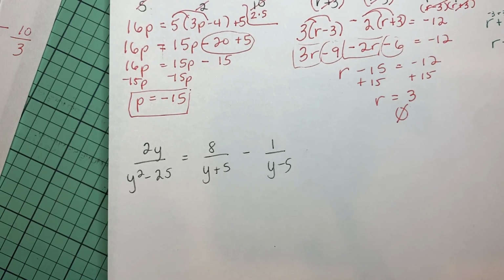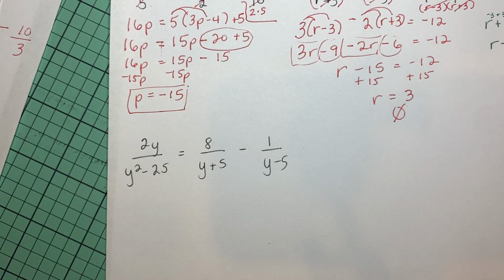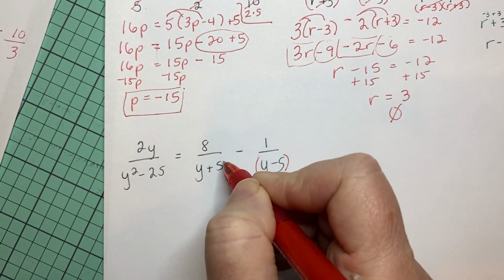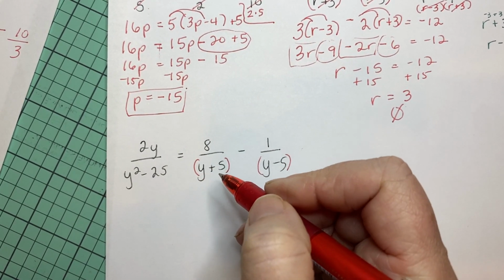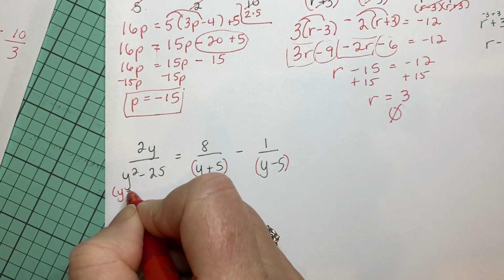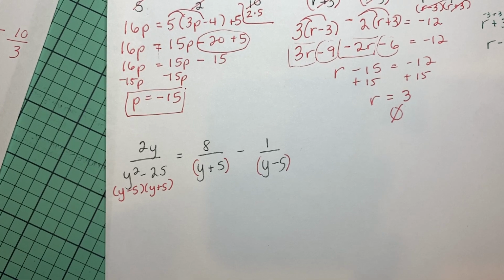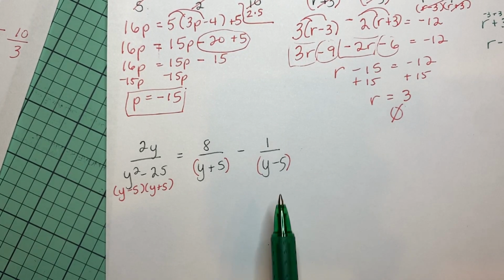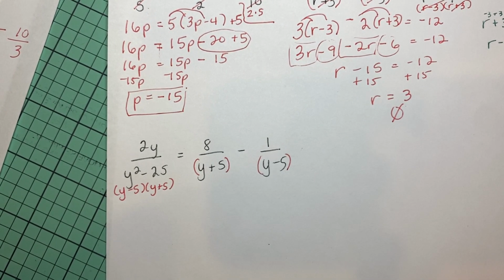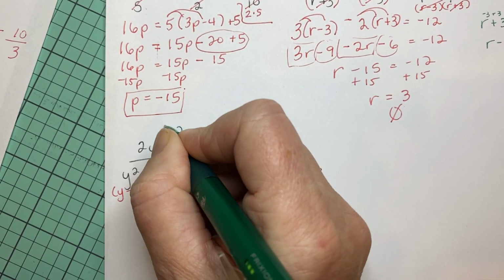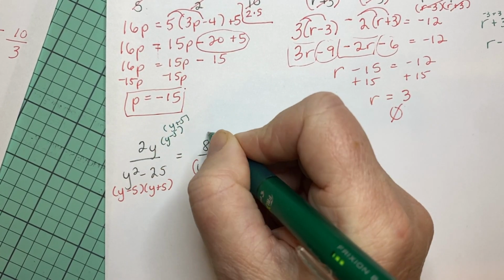So let's look at this next one, which was kind of the same type of problem, and you'll see what's different between the two of them. So when we look at this one, our factors are y minus 5, y plus 5, and then if you factored this one, it would be y minus 5, y plus 5. So for our common denominator, we need one of each factor. So our common denominator is y minus 5 times y plus 5. So we're going to multiply everything by y minus 5, y plus 5.